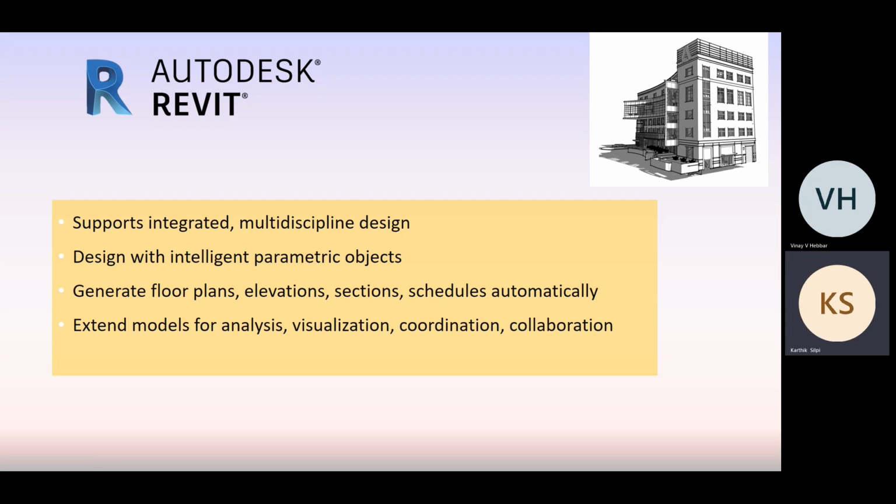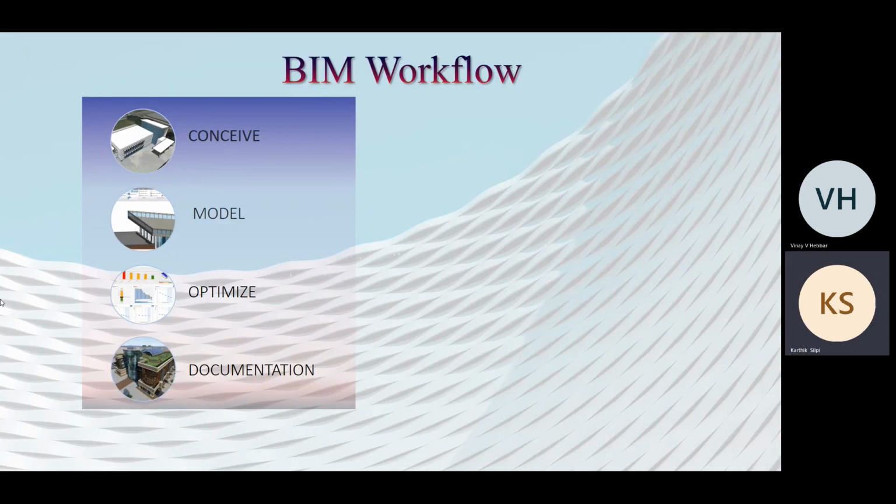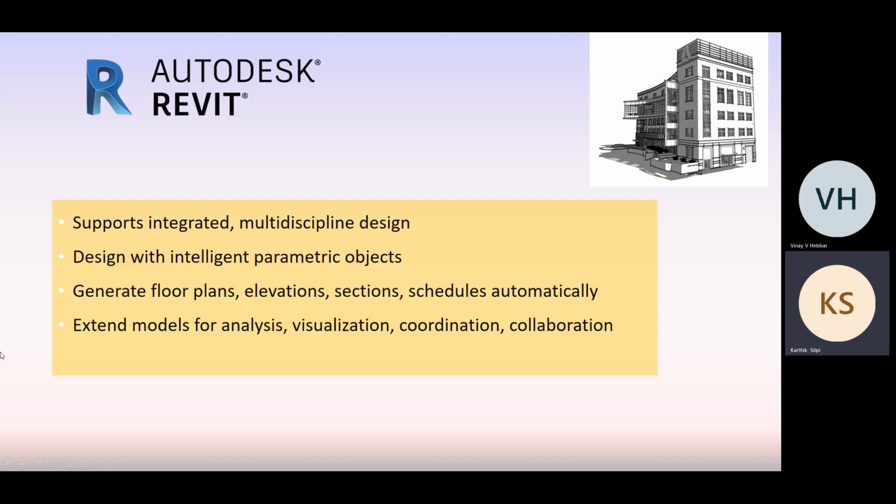There is a software that does all these four steps. That software is Revit. So Revit is the software that helps us achieve the process of BIM. So BIM is not Revit, Revit is not BIM. There is a huge difference. Revit is a software that enables us to achieve the process of BIM.